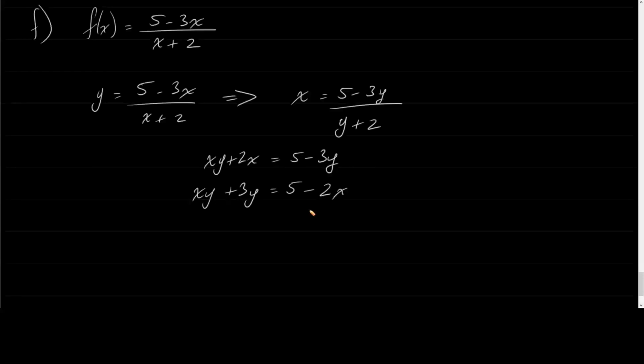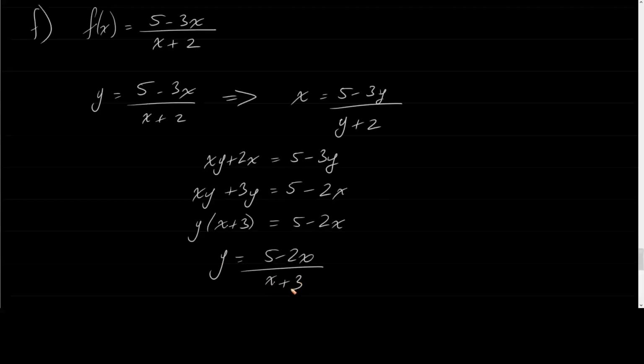At that point, I'm solving for y. So I can factor out a y out of these two. So I have y times x plus 3 is equal to 5 minus 2x over, well, just 5 minus 2x. And then finally, we can say that y is 5 minus 2x over x plus 3. All right. And now we're done.